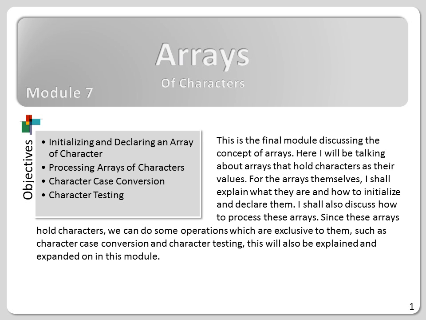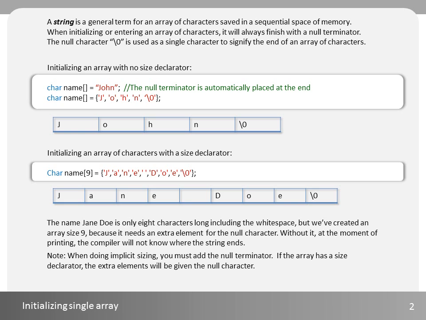Since these arrays hold characters, we can also do some operations which are exclusive to them, such as character case conversion and character testing. This will also be explained and expanded on in this module. Arrays of characters are known as strings. A string is a general term for any array of characters saved in a sequential space of memory.